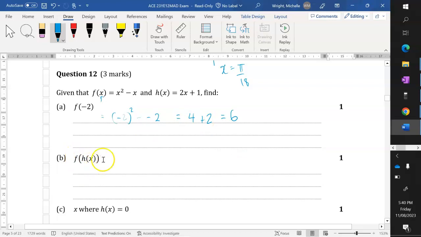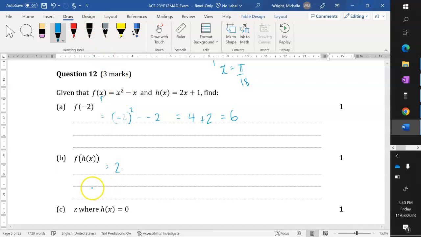We have got f out the front, and inside that f, we have h of x. So if we look up here where we had an x, wherever there was an x in this function, I'm going to put in h of x. And h of x happens to be 2x plus 1. So where I had an x squared, I'm going to have a 2x plus 1 squared. Take away, and this is the other mistake, x. My x is h of x, I'm going to take away 2x plus 1.